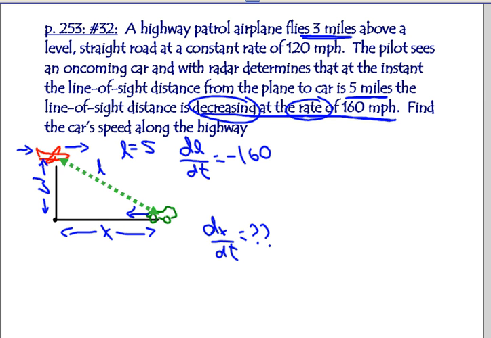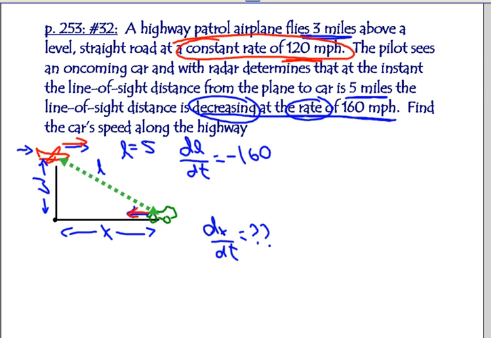So once we find dx/dt, we're going to have to come back up and do a little interpretation on the fact that the plane is also going 120 miles per hour. We haven't worked that into the problem yet, but that's part of dx/dt, the plane's contribution. The plane going to the right contributes to x getting smaller, and the car going left contributes to x getting smaller. So we're going to work that 120 miles per hour into the problem at the end. Okay, but our question relates to dx/dt.